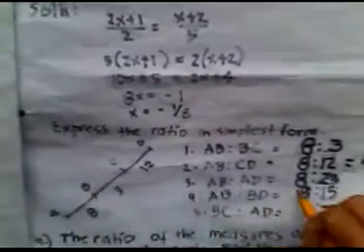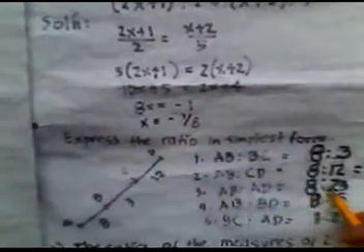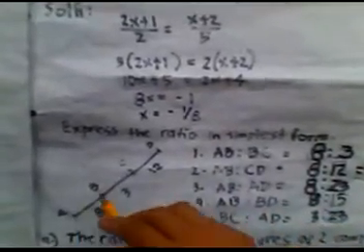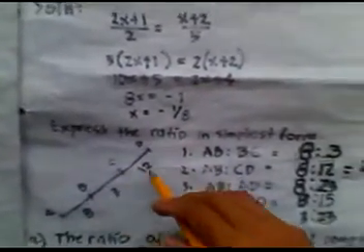And then AB is to AD. AB is equal to 8. Then AD is the sum of AB plus BC plus CD. That will become 23. So the ratio is 8 is to 23. Then AB is to BD. AB is equal to 8 and BD is the sum of BC plus CD, which is 15. So 8 is to 15. Then BC is to AD. BC is equal to 3 and AD is the sum of AB plus BC plus CD. So that will become 3 is to 23.